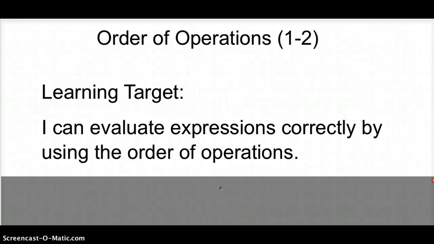Hello everyone, welcome back. Today we're looking at order of operations from section 1-2, and our learning target today is: I can evaluate expressions correctly by using the order of operations.